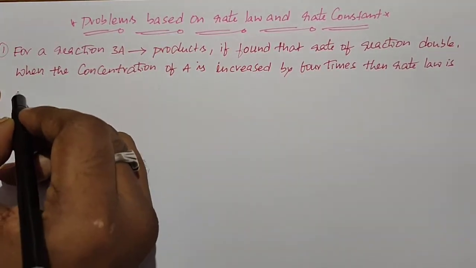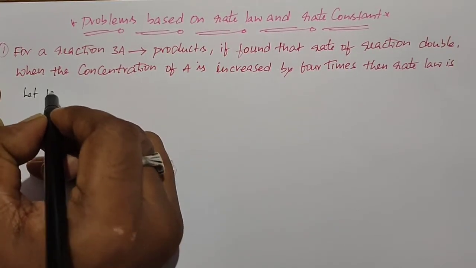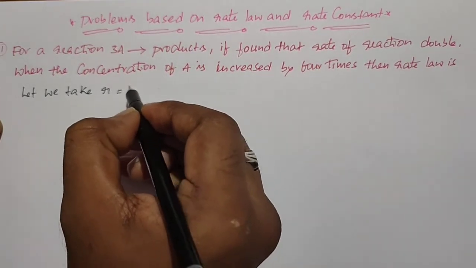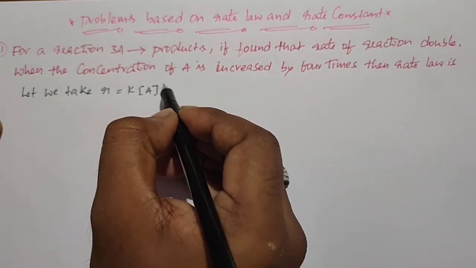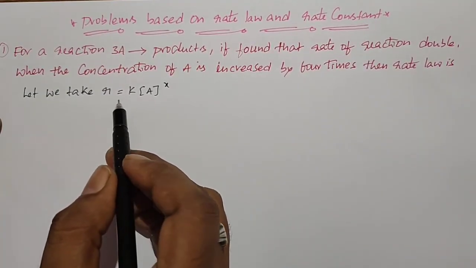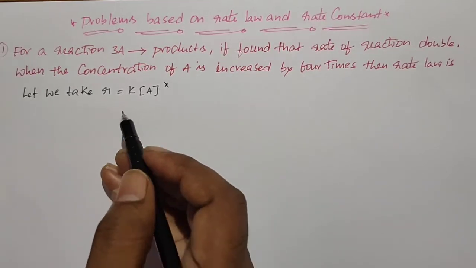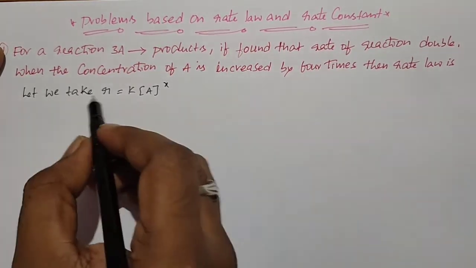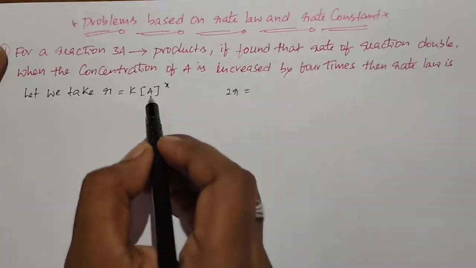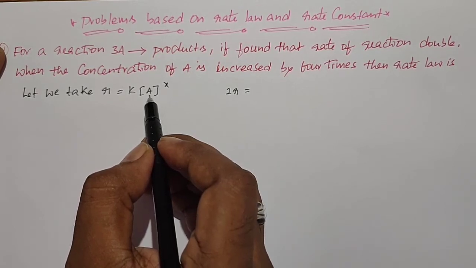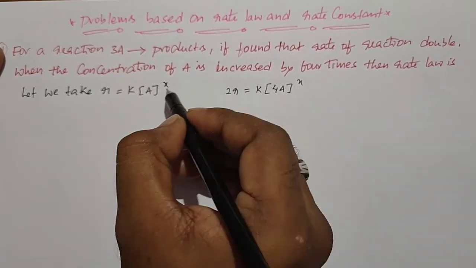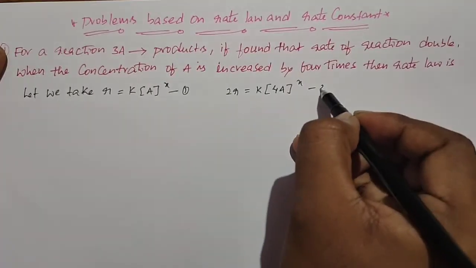Let us take R, R means rate, R is equal to K into A power X. This is the rate law that we assume. Based on the given information, the rate is double, 2R, when the concentration of A becomes 4 times. That means in place of A, we need to take 4A. So this is taken as 1 and this is taken as 2.